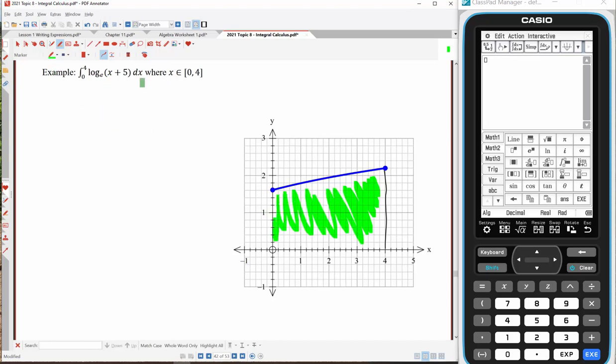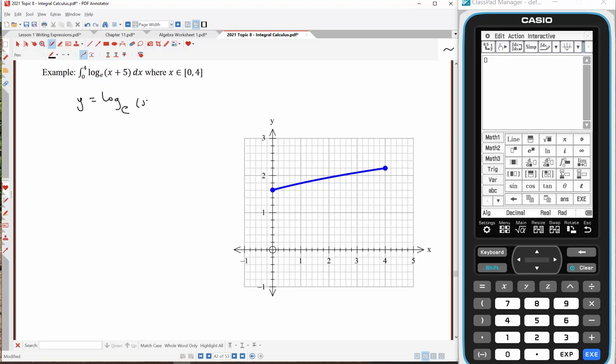Now the only problem is if we have to do this problem by hand, we can't integrate the log. So the technique I showed you is that we find the inverse of this log here, which, let's write it out. So y equals log e x plus 5. Inverse, we swap x and y. E to the x, take 5 equals y. Okay, so there's our inverse.